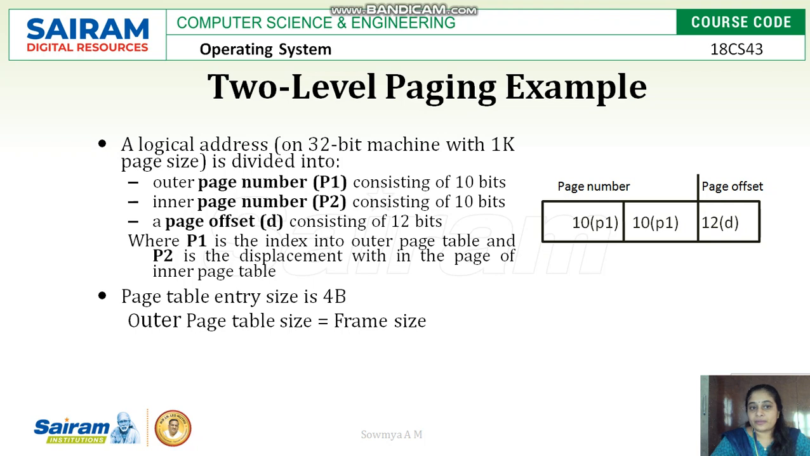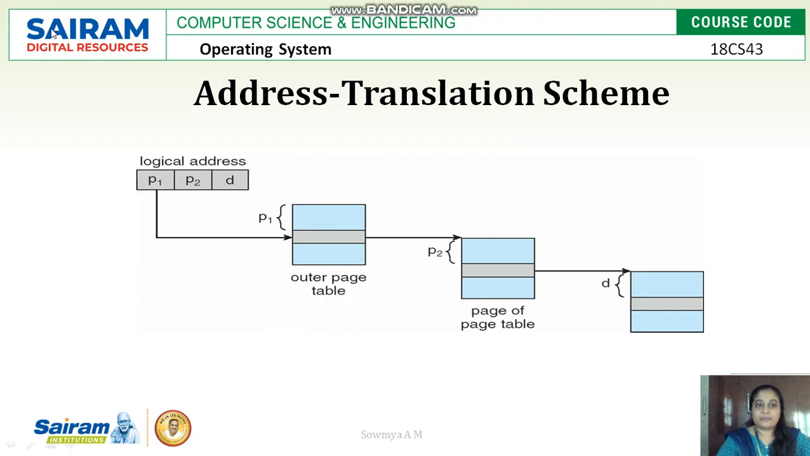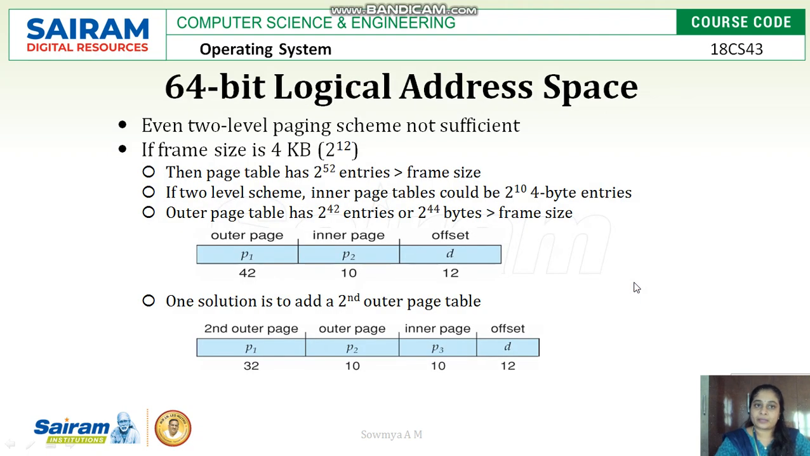So outer page number will contain 10 bits, that is P1, which is added with the inner page number with 10 more bits, and then the offset number. So the address translation scheme works like this. The logical address is first taken with the outer page table, and then it is added to the P2 value from the page table, then with the offset value. First find the outer page table logical address, add with P2 value, and you can find the page table actual address. From the P2 address plus offset value, you can get the actual frame number.